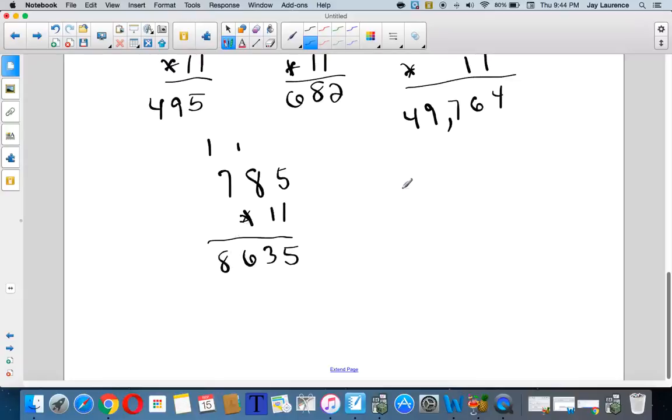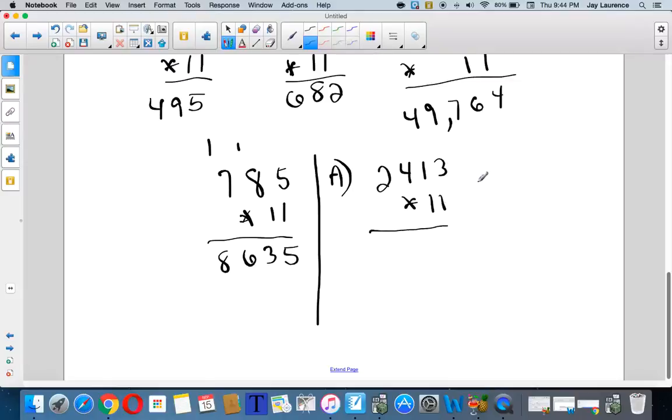It is so simple. Here, why don't you try this one? I'll give you one with carrying and one without. I'll give you one without carrying first. Problem A, we'll call it. I want you to multiply 2,413 by 11. That won't have any carrying in it. And then the second problem will have some carrying in it. I don't want to use 8 again, I just used 8, so let's go with 748.